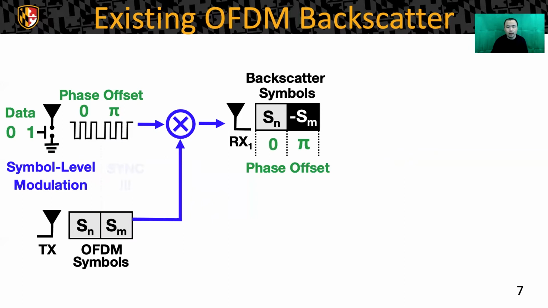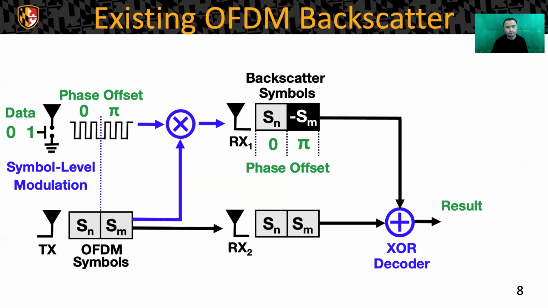The symbol-level modulation requires the tag to change the phase of OFDM symbols in the time domain. Therefore, it requires the tag to synchronize the square waves with the symbol stream. The existing OFDM backscatter systems use an XOR decoder to decode the tag data. If the symbols on the two receivers are the same, it gets data 0. If the symbols on the two receivers are different, it gets data 1.